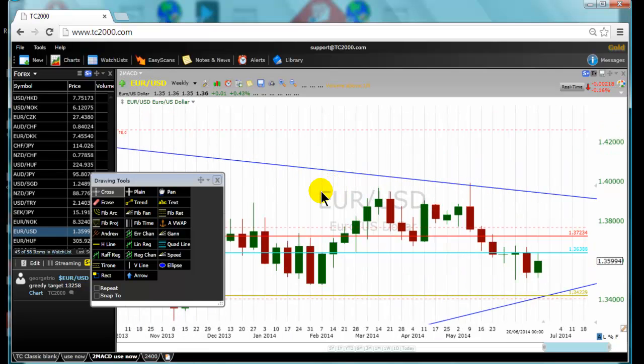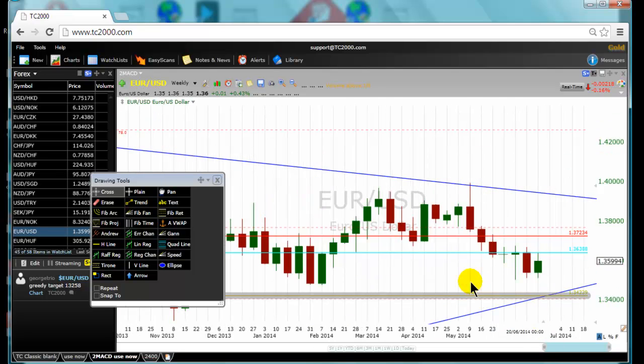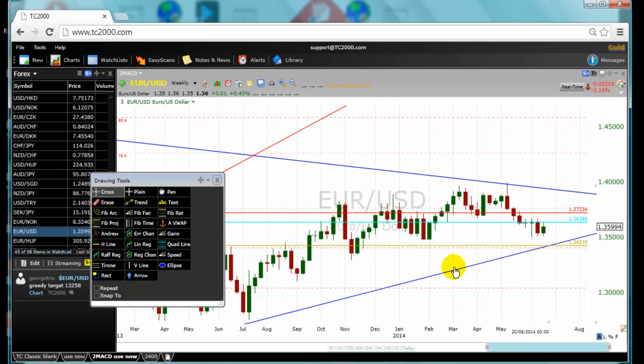What is a dynamic root smart median line? What is the root smart median line? Here it is. For the euro USD, this level here, 1.3423, is the root smart median line for the euro USD throughout this year of 2014. You want to know. You can see here.